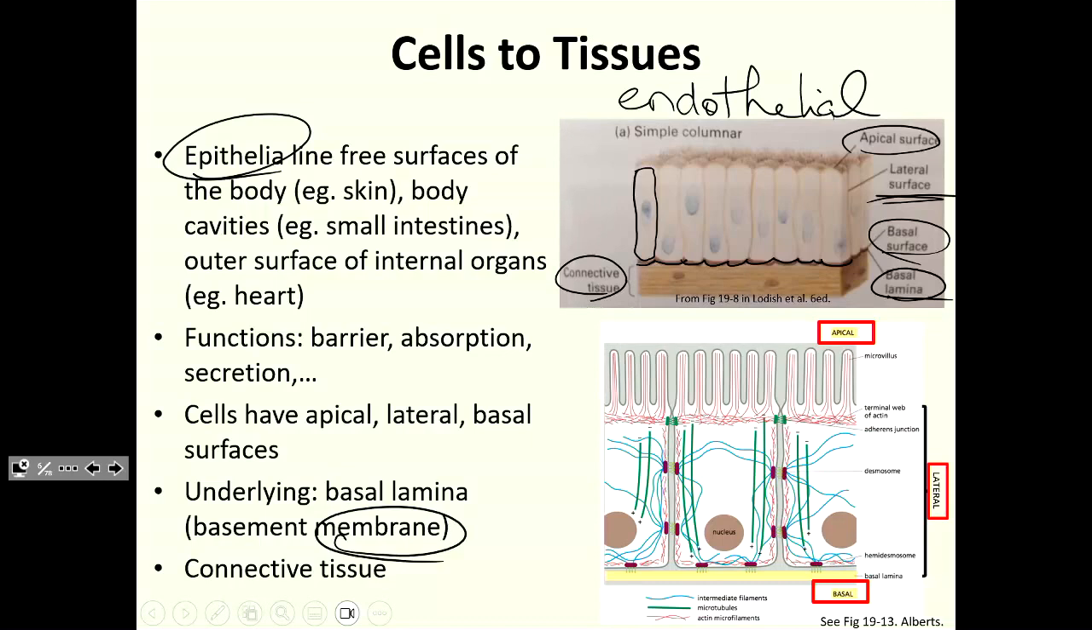Okay, so this is a general architecture that we're going to be referring to over and over again as we go through this next couple hours.